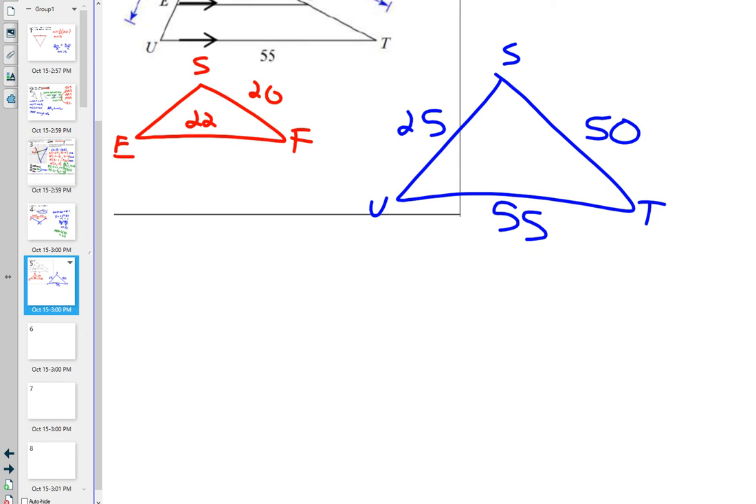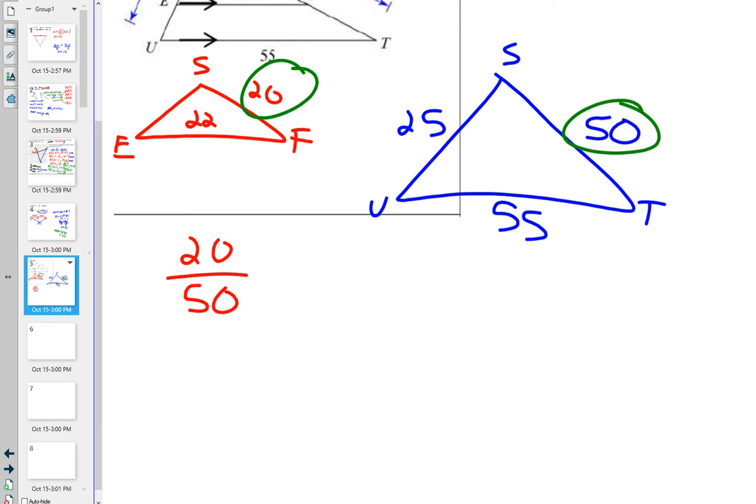What does it correspond to? ST. And since I know both measurements, I could use that as a scale factor if I want. I also know EF and UT. I could use that if I want to, but you have to pick a pair of corresponding sides where you know both measurements. I can't use the SE yet because I don't know what SE is. I like numbers that end in 0, so I'll use 20 over 50 as my scale factor. That's going to be my fraction.